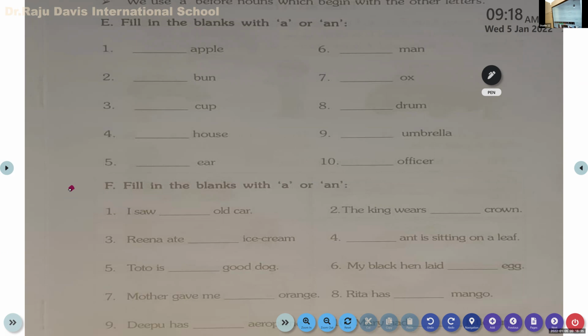Others, please mute your audios. An apple. Yes, it is an apple. Come on, write it. Badri, are you writing? Write fast. Yes, right, fast. Finished, Aida? Yes, okay.